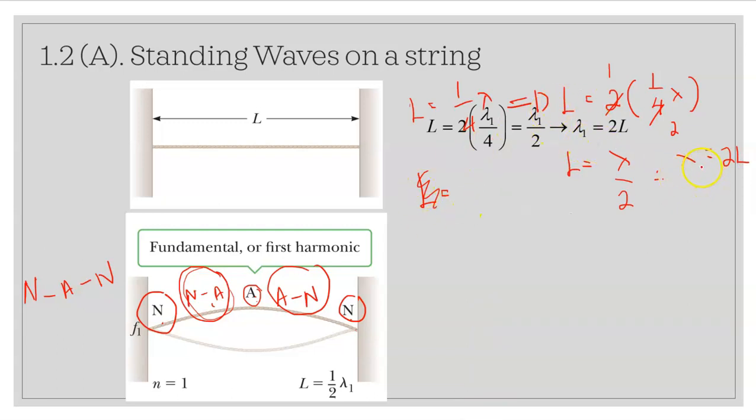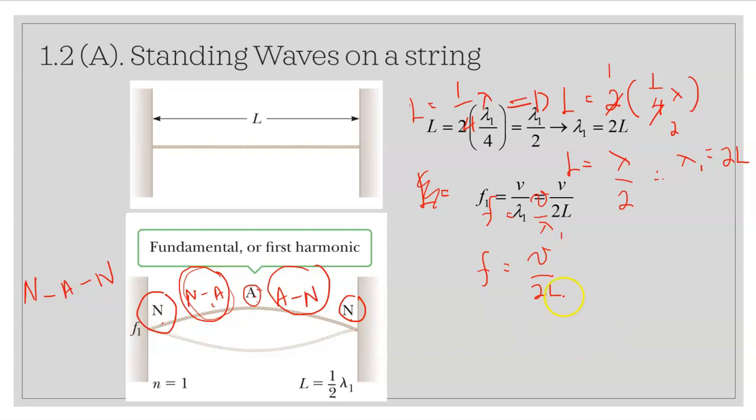Lambda 1, because we are producing the first fundamental. We know that f equals v over lambda. So we substitute into f equals v over lambda, where our lambda 1 is 2L.